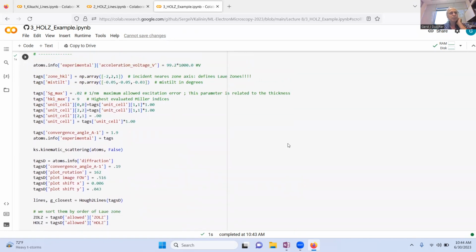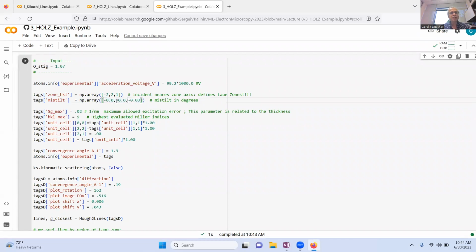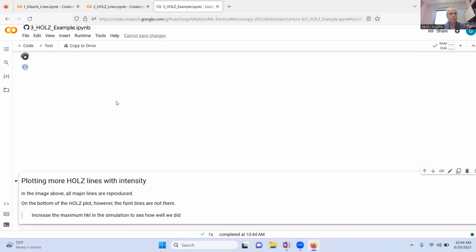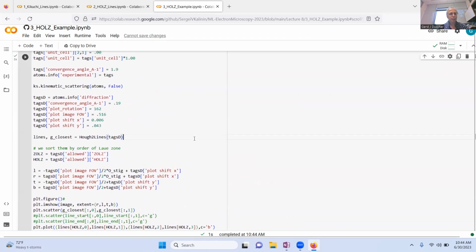I also used a mistilt. So let's get rid of the mistilt, and the mistilt is extremely small. We are talking about 0.03 milliradians, that would be 30 microradians, that I introduced. Without the mistilt, we have very small deviations here, here, and here. So we're already very, very close, but you can make it perfect.